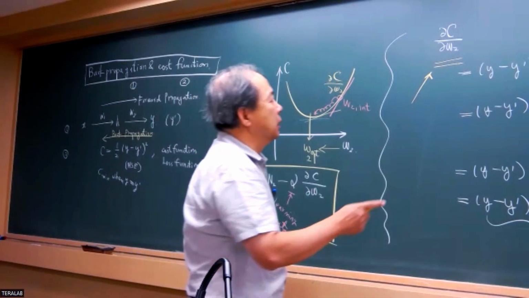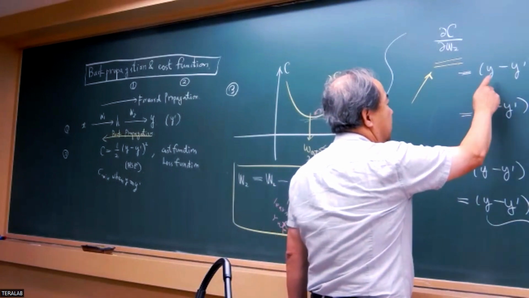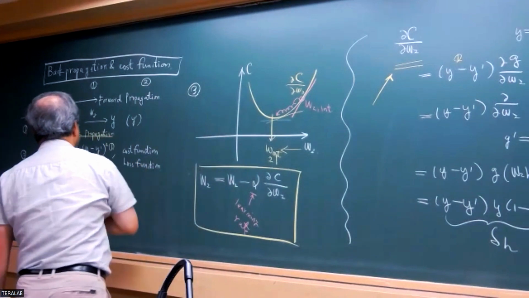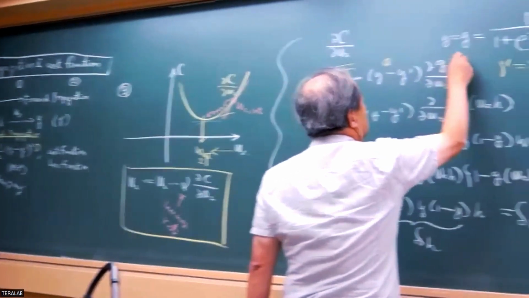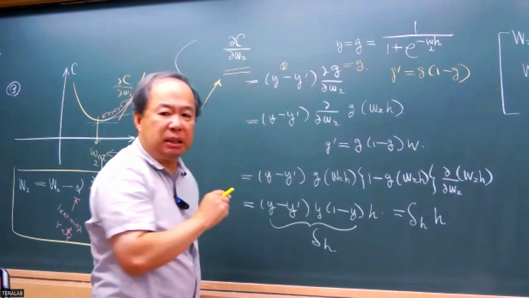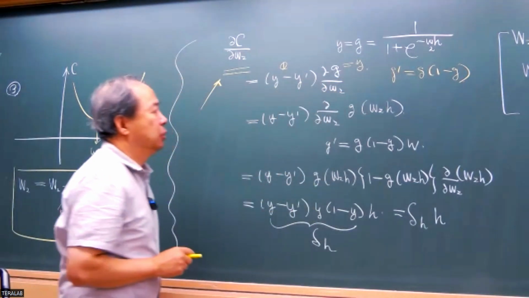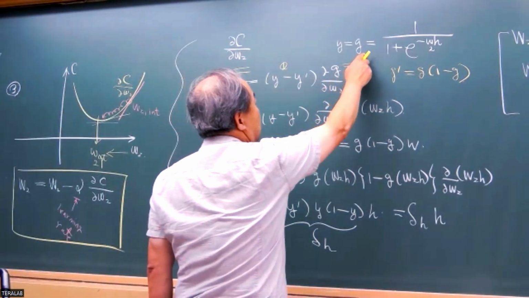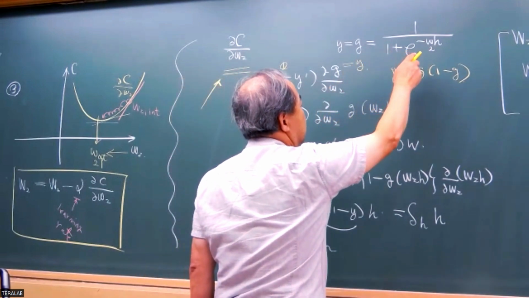So if we do the derivative of cost function, we have y minus y dash first. That is actually coming from this. And then we have to make a derivative of y, because y dash is constant, we have to do the derivative of y with respect to W2. And I'm assuming that y is equal to the sigmoid function, 1 divided by 1 plus exponential minus W2h.